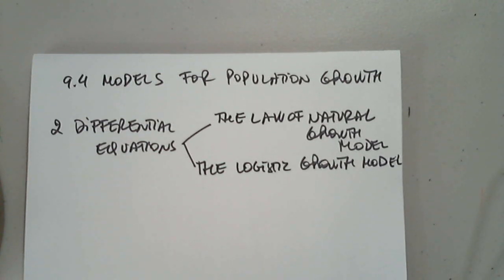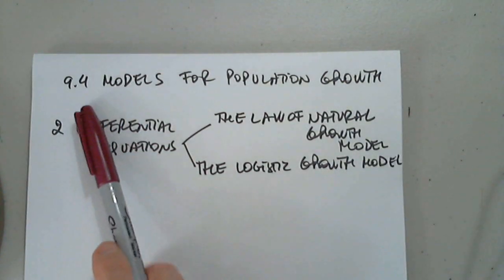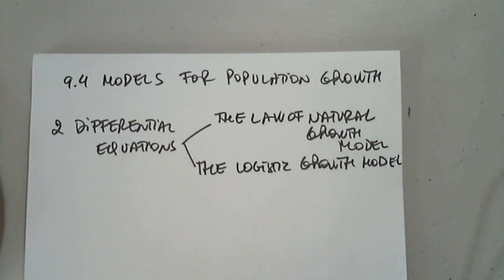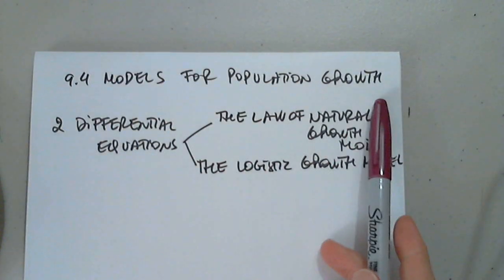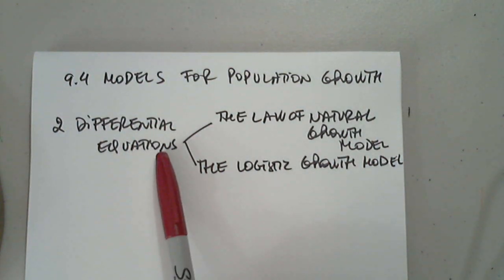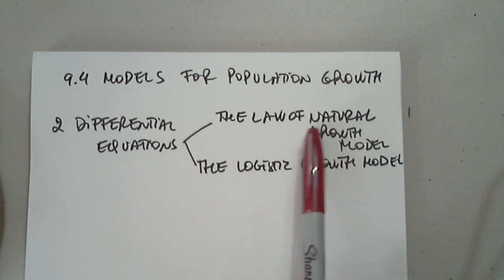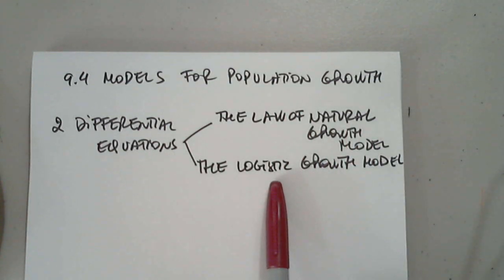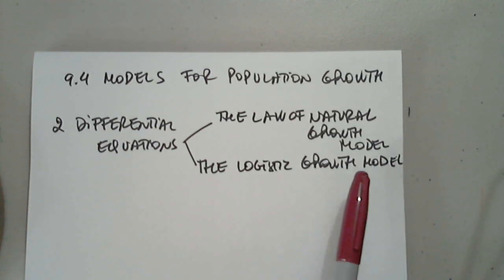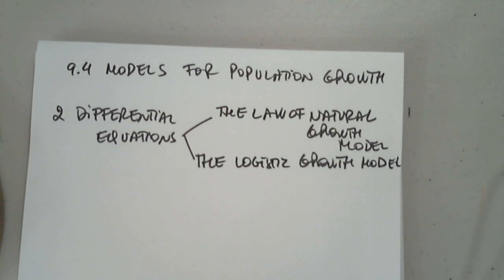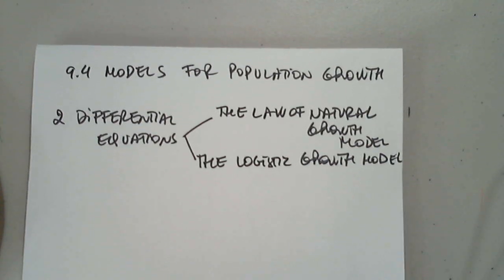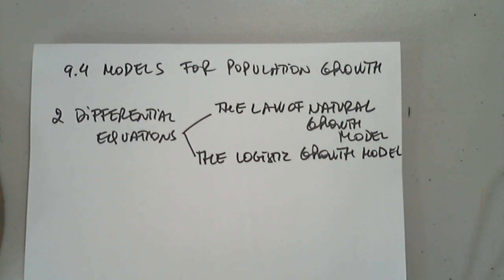Hello again. The last section of chapter 9 that we cover in this class, models for population growth. These are basically two differential equations, one called the law of natural growth and the other one called the logistic growth model. So the first one we will develop quickly. You've seen this before, this is not new.